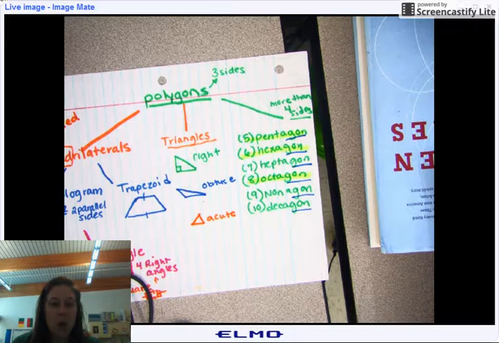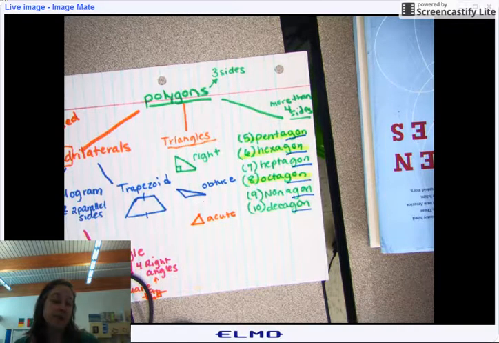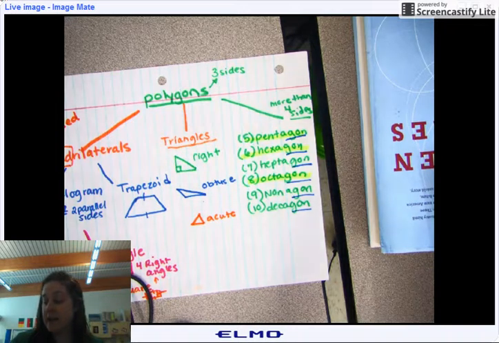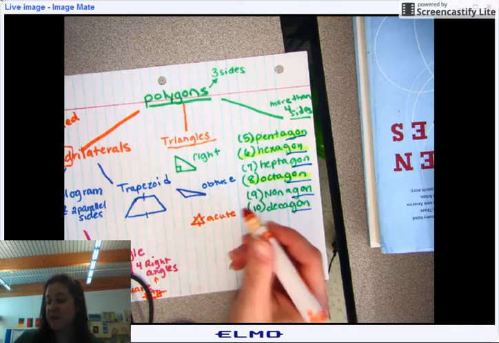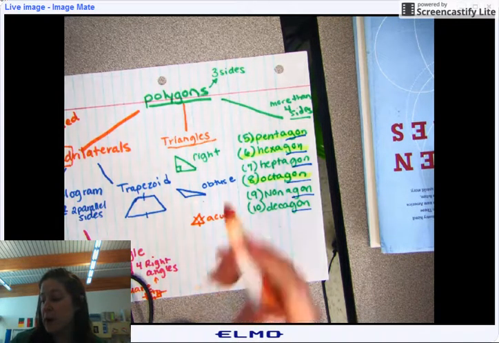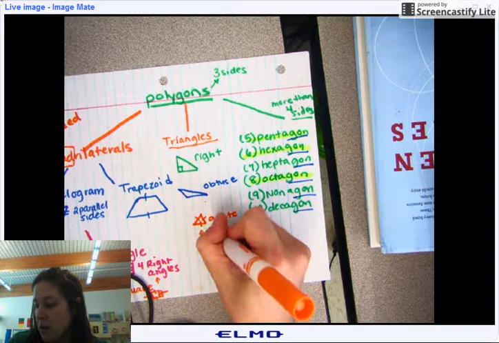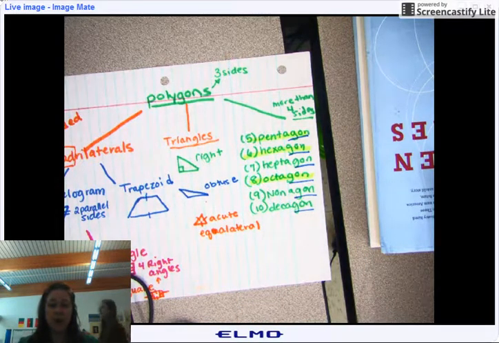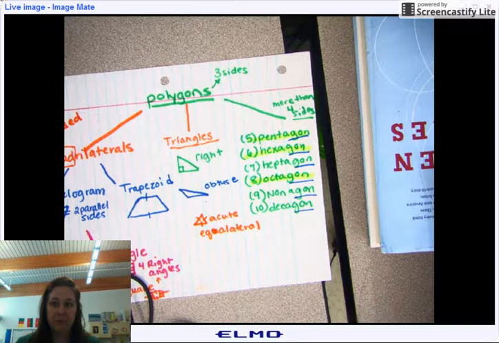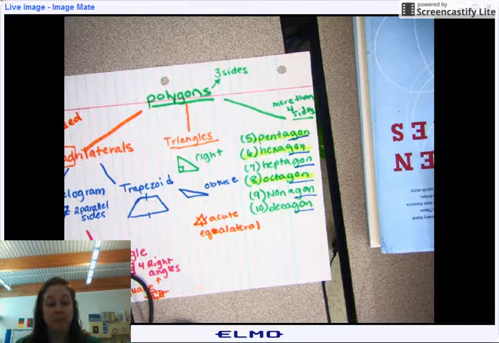Now, another name that you're going to see associated with these, besides right, obtuse, and acute, you're also going to see isosceles, scalene, and equilateral. And your acute triangle right here, guess what? All the sides are going to be the same. So your acute is also going to be your equilateral. So your acute triangle is also going to be your equilateral, meaning all sides are the same.